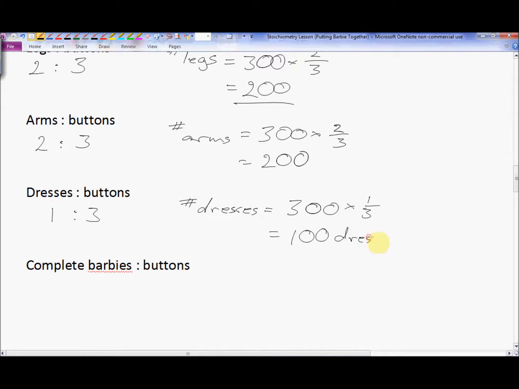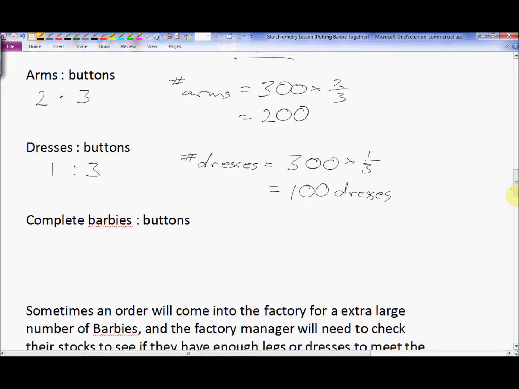Okay, and finally, if we're trying to find out how many complete Barbies we will make with our 300 buttons, we'll just do a ratio here. 1 Barbie is made with 3 buttons, so the number of complete Barbies is going to be equal to 300 times 1 over 3, which is 100 Barbies that can be made with 300 buttons.